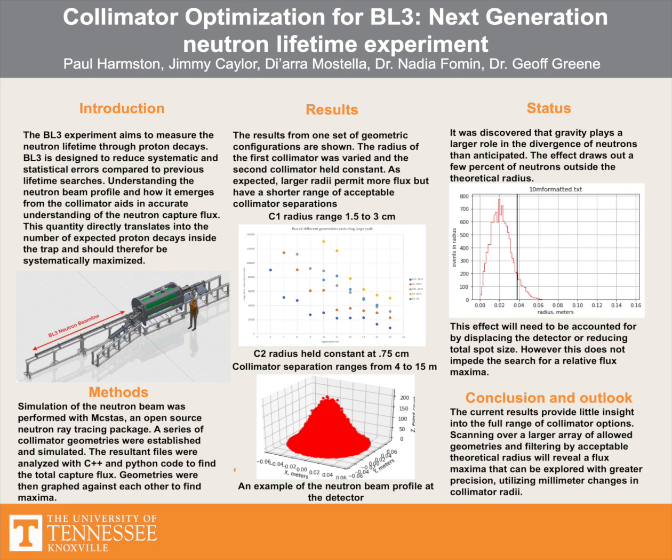About 20% of the rough parameter space was explored. The results illustrate expected trends in the flux data. Larger radii produced higher flux rates but had a shorter separation range over which the geometry had an acceptable profile size on the detector. The graph on the poster demonstrates this relationship for a constant front radii and varying rear radii and separation. This illustrates the relative capture flux in a family of radii parameters.